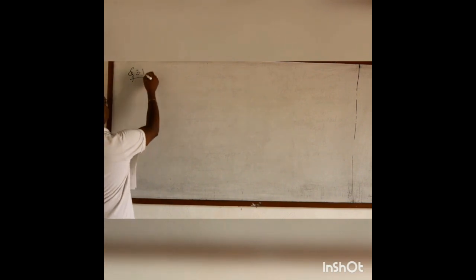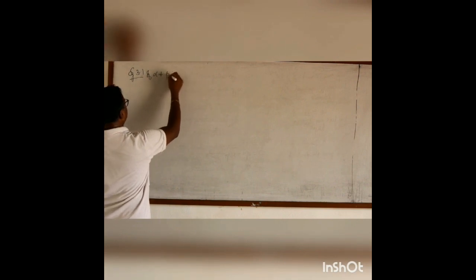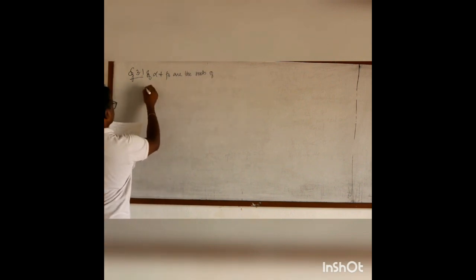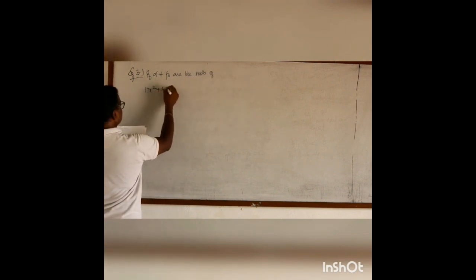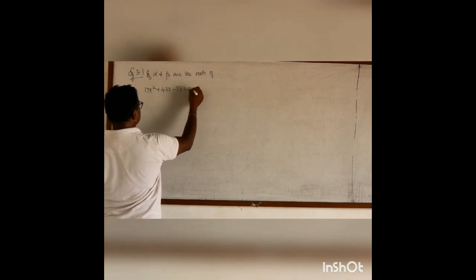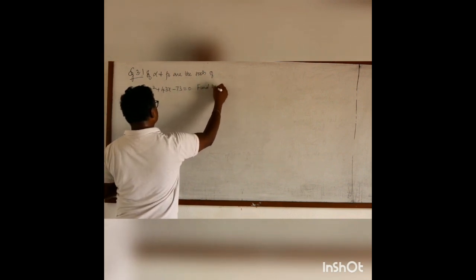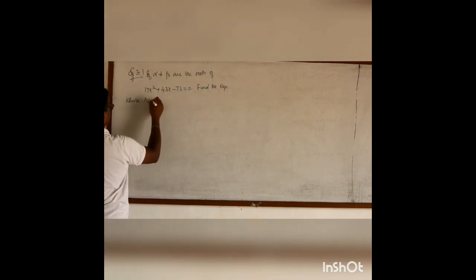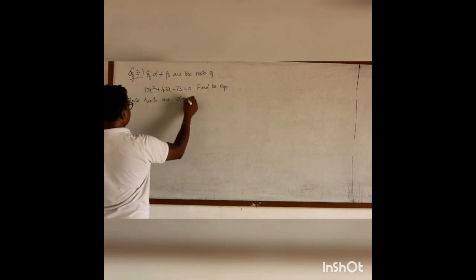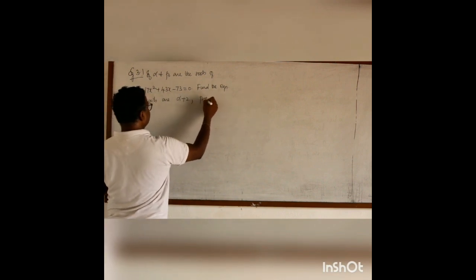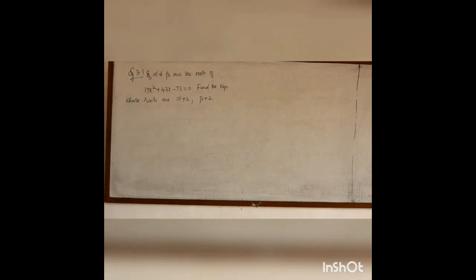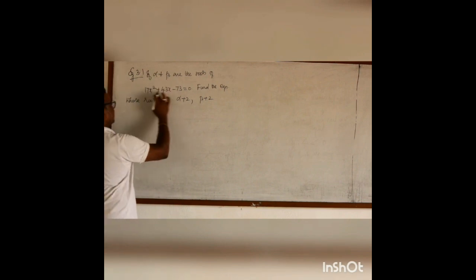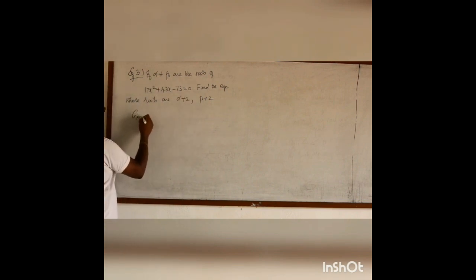Example 3.1. If alpha and beta are the roots of 17x square plus 43x minus 73 equal to 0, find the equation whose roots are alpha plus 2, comma, beta plus 2. So I have to find the equation whose roots are alpha plus 2 and beta plus 2, if alpha and beta are the roots of this equation. So we shall take the given thing.